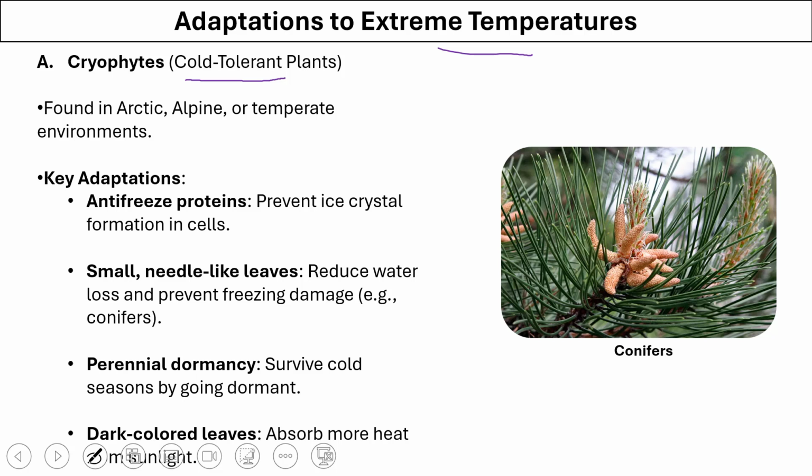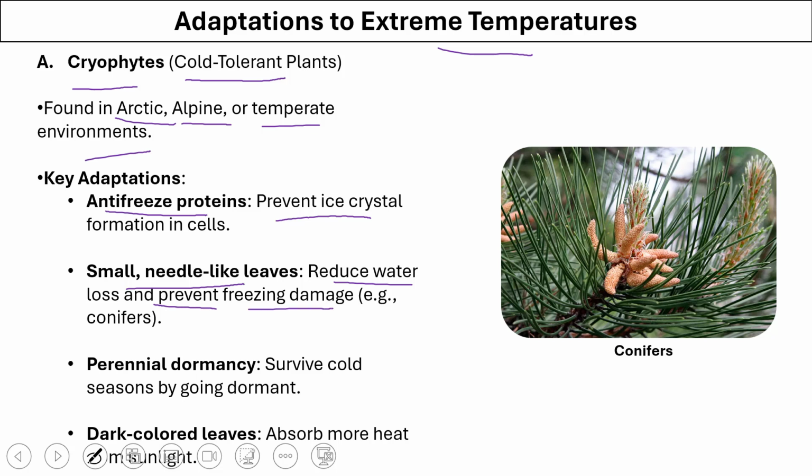Plants that grow in cold areas are called the cryophytes. They are found in Arctic, alpine, or the temperate environments. What are the adaptations in these plants? They have antifreeze proteins. They have such proteins which can prevent crystallization in extremely cold environment. They have very small needle-like leaves because they want to reduce the loss of water and they want to prevent the freezing damage.